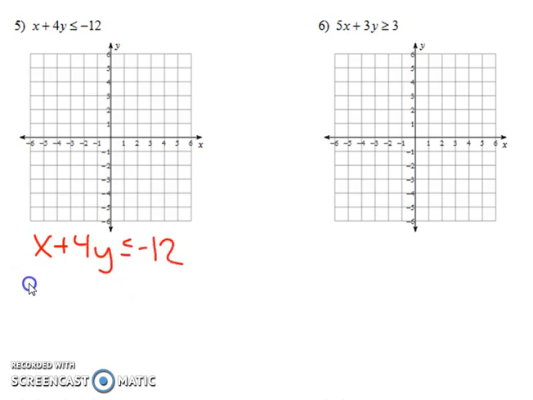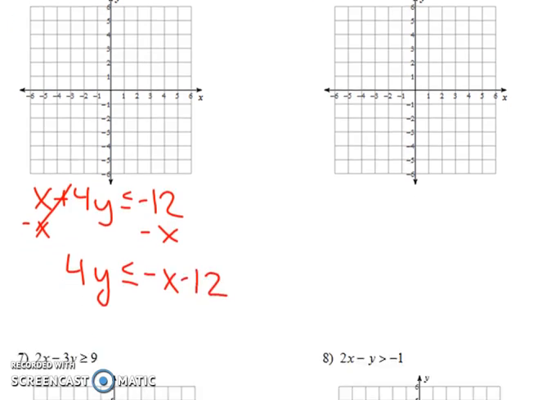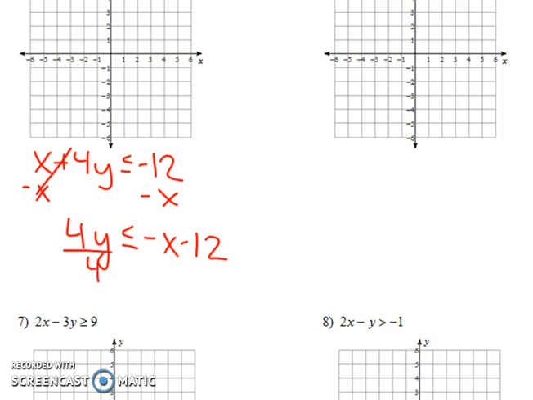So first thing I'm going to do is minus x on both sides. Rewrite 4y less than or equal to. I need to rewrite this in order, so I'm going to write the negative x first. Okay, now I'm going to divide by 4 on every term. So you would get y is less than or equal to negative 1/4 x minus 3.